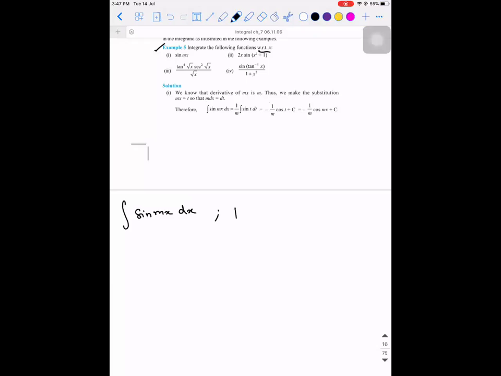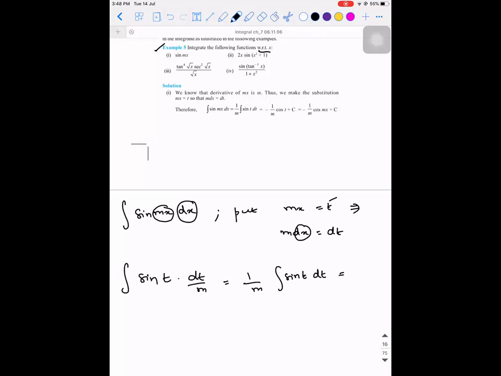Put mx equal to t, which implies m into dx is equal to dt. So integral of sine, in the place of mx, I'm going to write it as t. In the place of dx, I will write it as dt divided by m. So that will be 1 by m into integral of sine t dt. This will be 1 by m into minus cos t plus c. So 1 by m into minus cos of t is what? Minus cos mx by m, plus c. Yes, that is the answer.